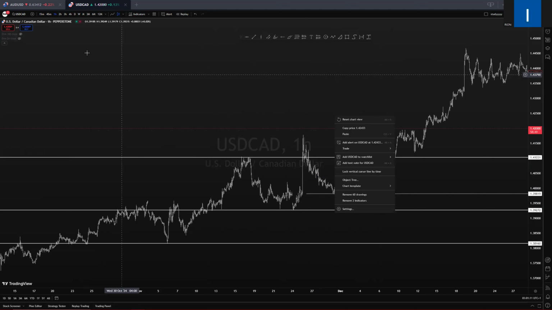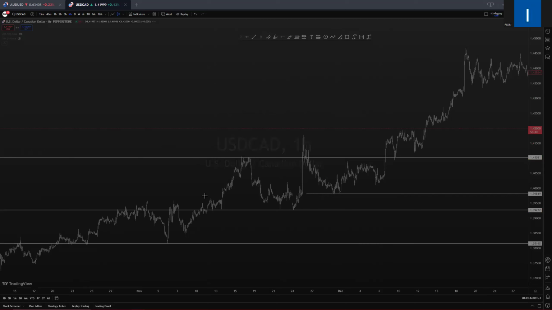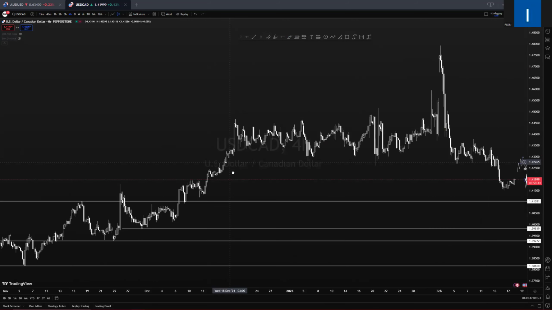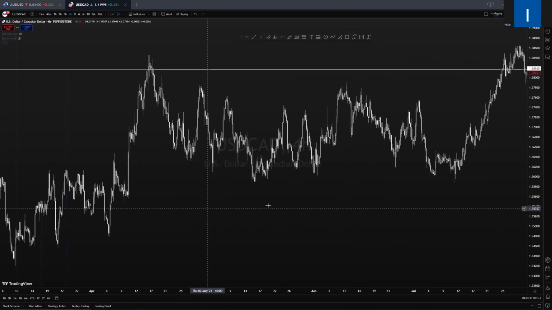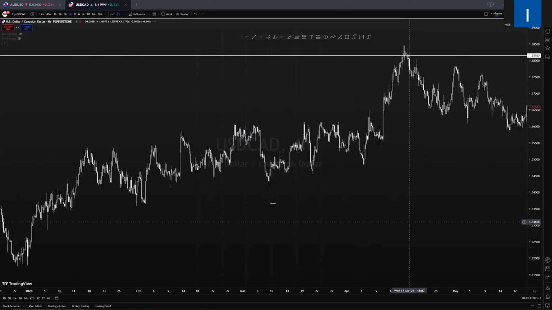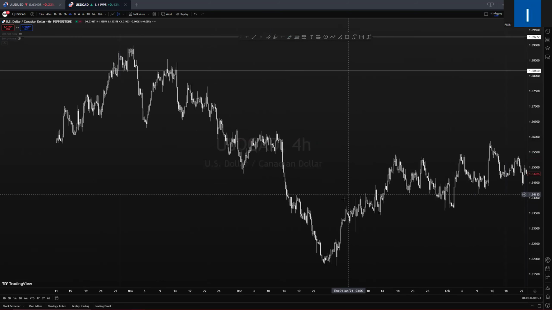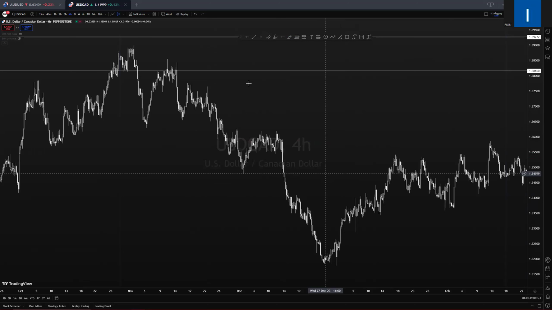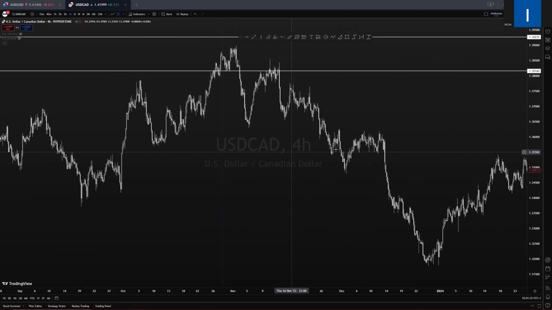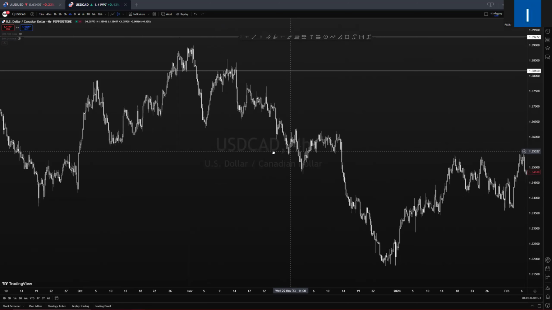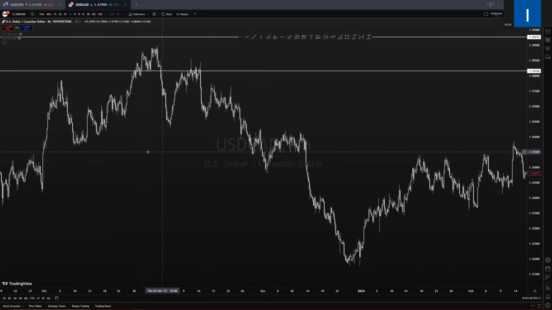Okay, so similarly, let's look for a bear structure. This market has highly been bullish for a while. So from this junction here, I think we can get a very good identification of structure here for bearish structure.